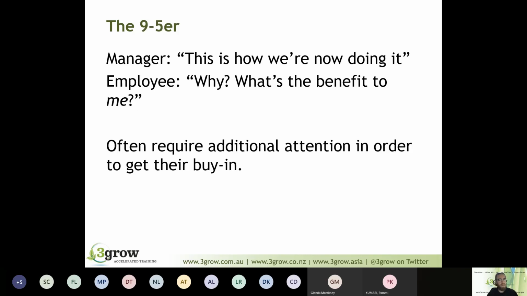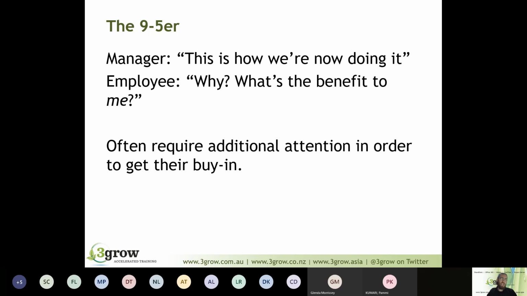We've then got the 9-to-5er. So they're not too bothered about the benefit to the organization necessarily. All they want to know is, how is it going to benefit me? How is it going to make my life easier? They often require a bit of additional attention. I certainly wouldn't pander to the 9-to-5ers.